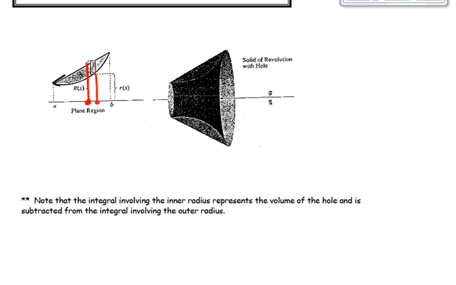Okay, so I have two radii. So I've got those two red lines there. So big R, I'm always going to start at the axis of revolution on this line, and I'm going to go up until I reach the very outer function, which is up there. So that red bar there is my big R.